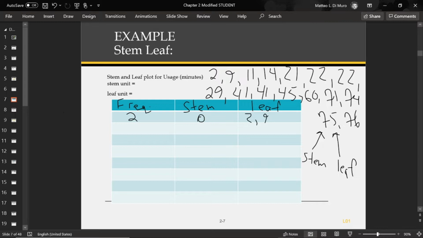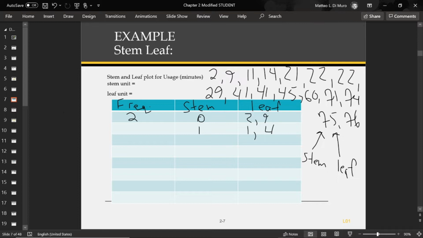Now, if I look at the next grouping of data, I've got some numbers that are in the tens. I've got 11 and 14. So I'm going to go ahead and write a stem of 1, as in 10. And then I have 11 and I have 14, so I just write those leaves there.